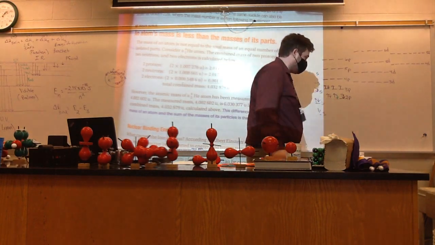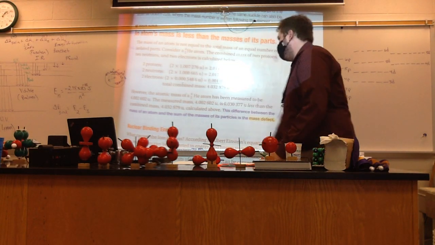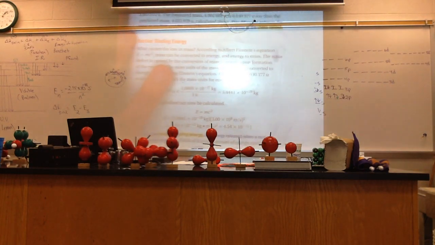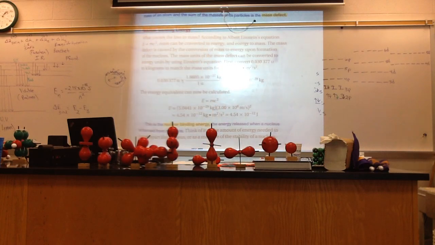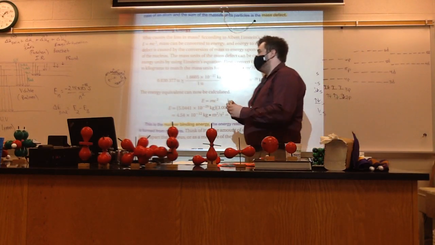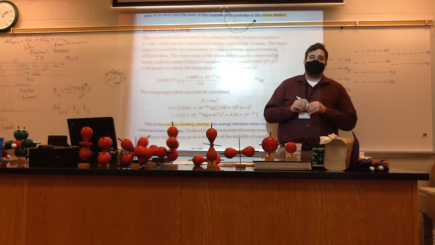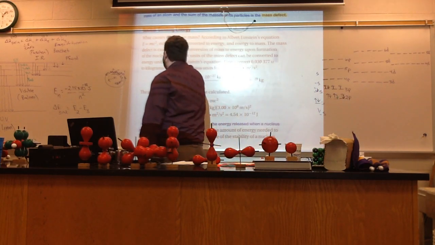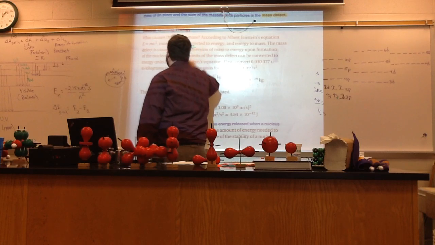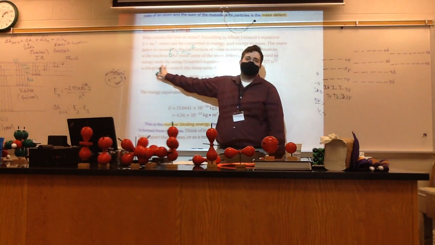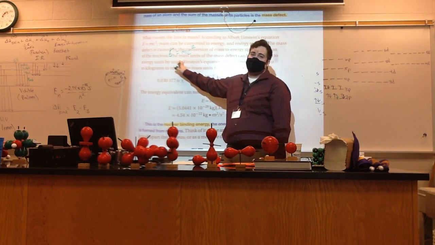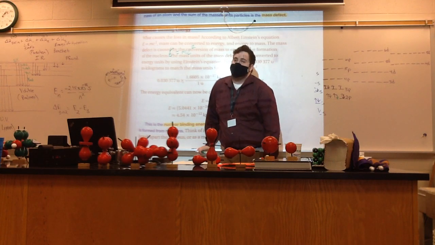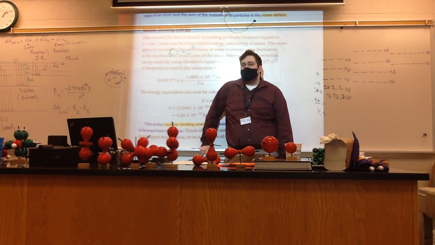Do y'all remember what Einstein's formula is? It's on here, but it's pretty common, right? E equals mc squared. What does E stand for? Energy. What does M stand for? Mass. What about C? Speed of light. So we can use this calculation to figure out the nuclear binding energy of helium.